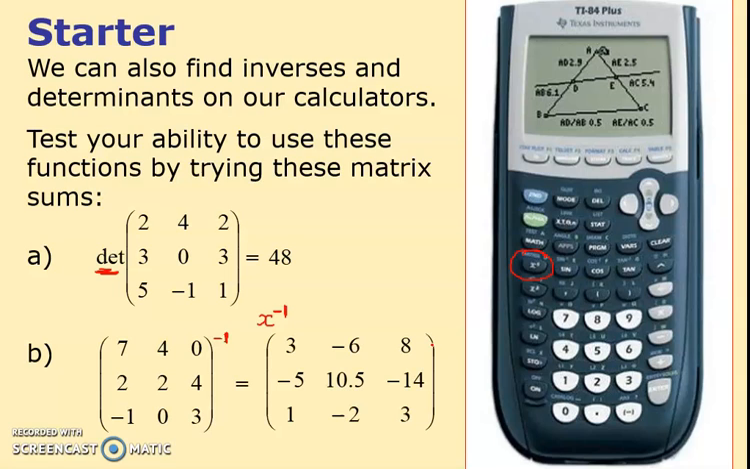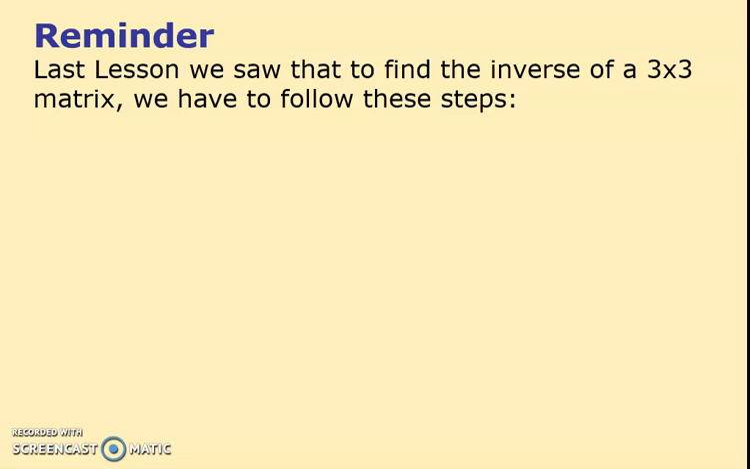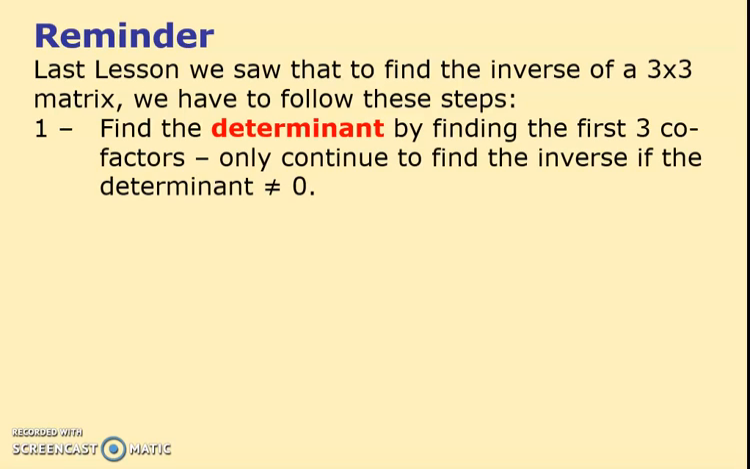What have we got? We've got 48, and we've got that rather big inverse matrix there. So let's just remind you then how we go about doing this without the calculator. We've got these steps to follow. The first thing is to find the determinant, and you may recall to do that you use the formula a1 plus b1 plus c1. Obviously, if the determinant is 0, then you can't find the inverse, because later we have to divide by the determinant. So don't go any further than that. If your determinant is 0, just say there's no inverse.